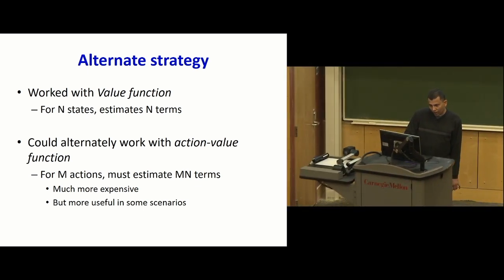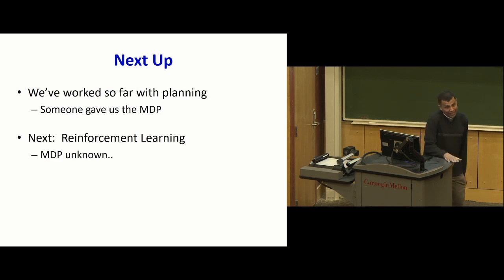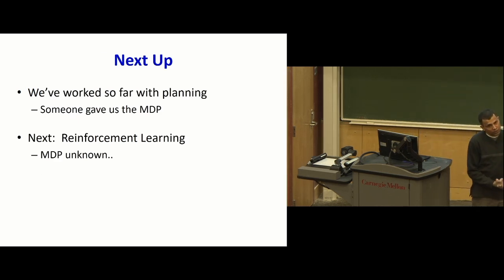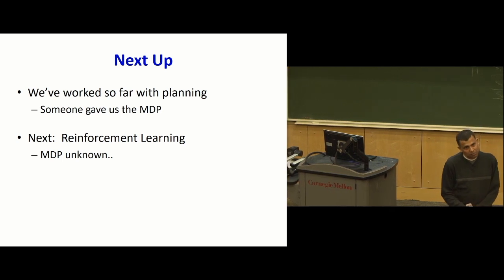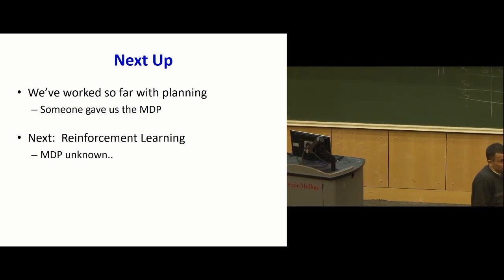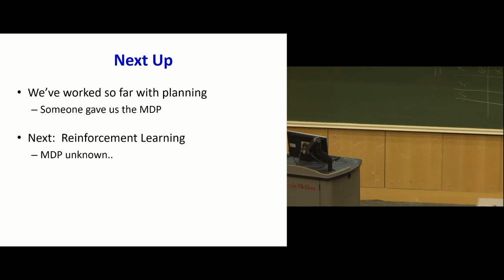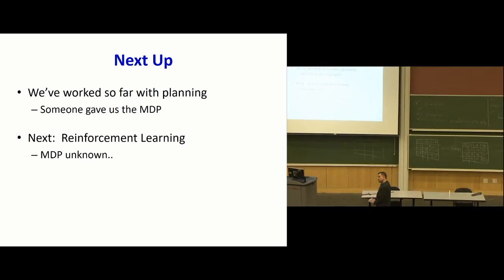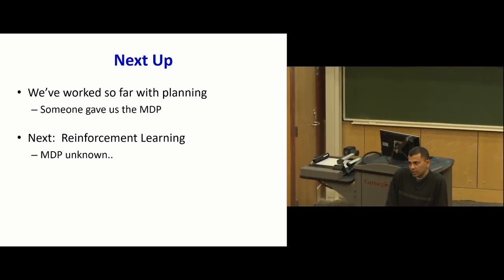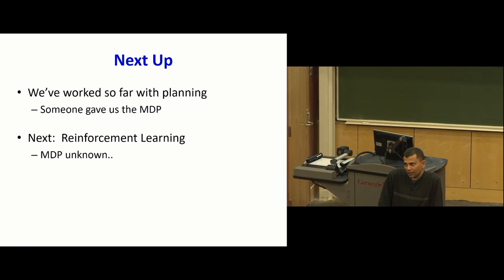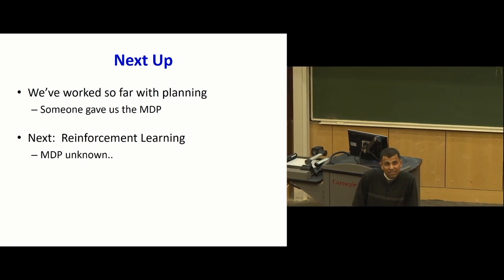So what we've done so far is to work with planning. Someone gave us a Markov decision process. Based on that complete definition of the Markov decision process, we figured out how to write the values for the states, and we came up with the optimal policy. Now, three classes ago, I lied to you. I said we're going to have a series of lectures on reinforcement learning. We've had three lectures, and I haven't touched upon reinforcement learning. What we've talked about is Markov decision processes and the task of planning.